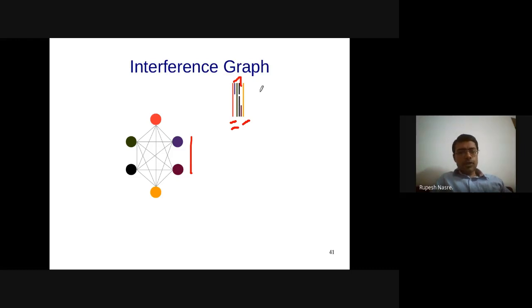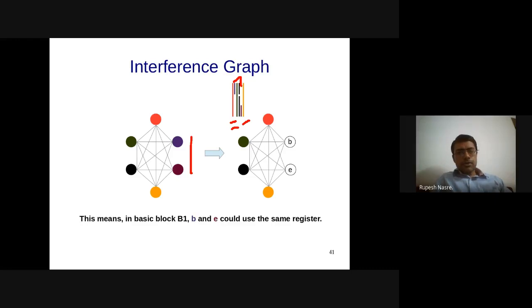So these two do not overlap, and therefore the graph that I have obtained is going to allow me to give B and E the same register, or the same color. So that is what it indicates.